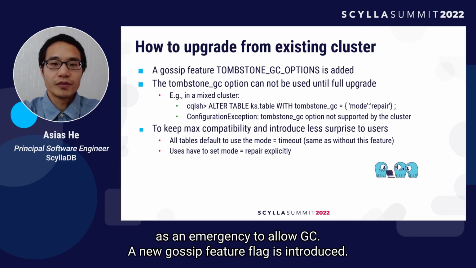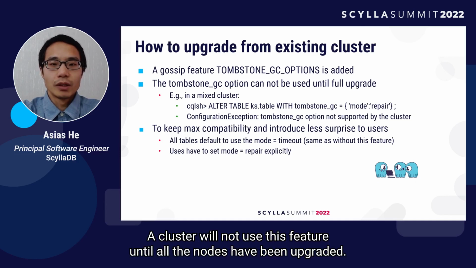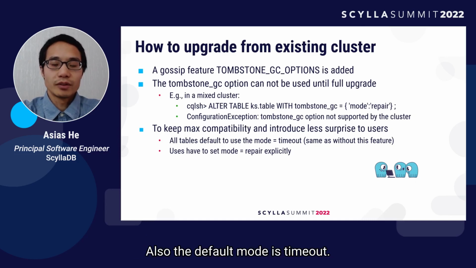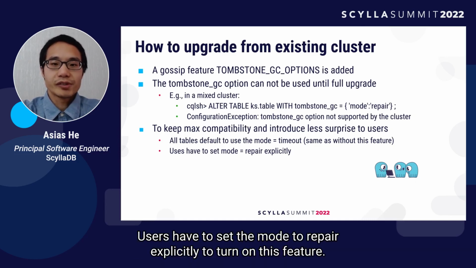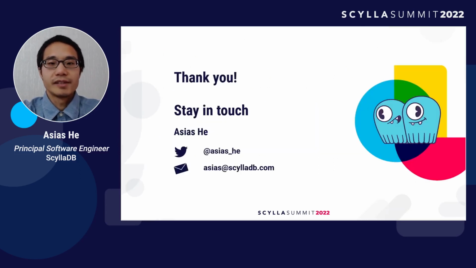A new gossip feature flag is introduced. A cluster will not use this feature until all the nodes have been upgraded. Also, the default mode is timeout. Users have to set the mode to repair explicitly to turn on this feature. That's it. Thank you so much.